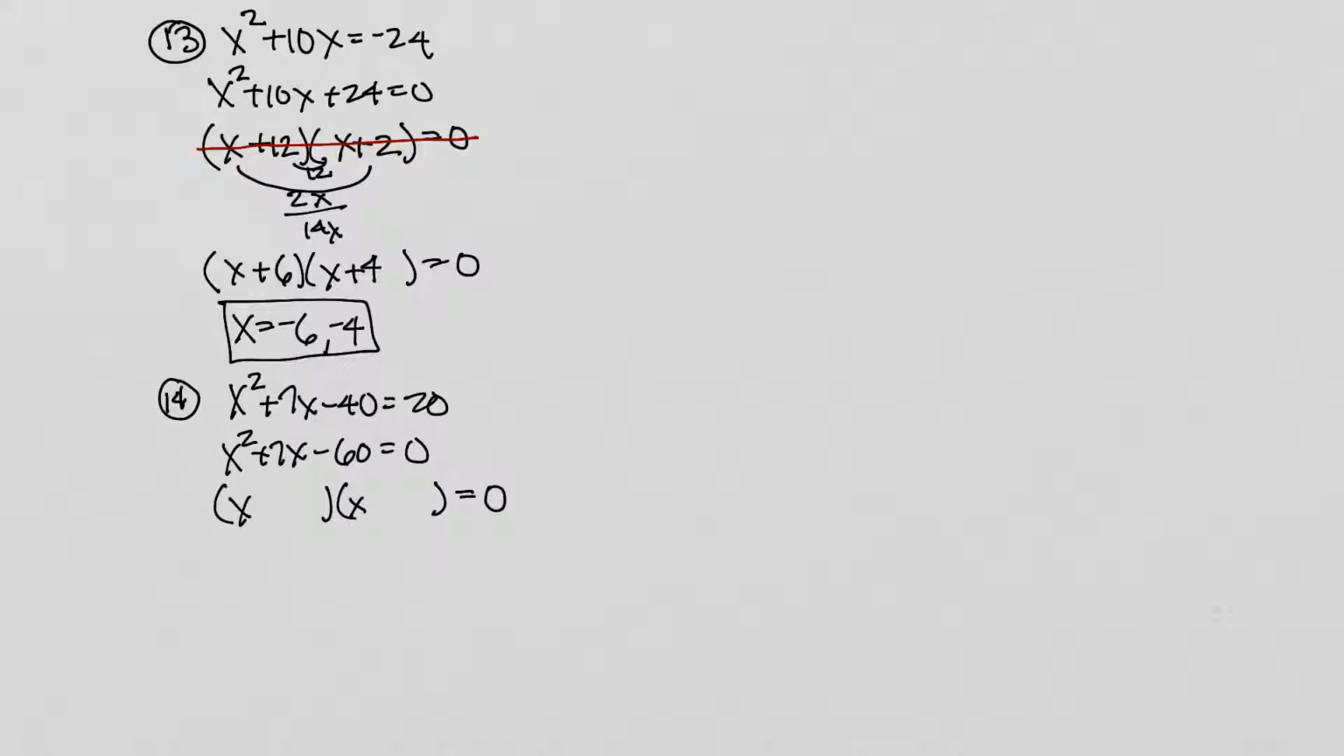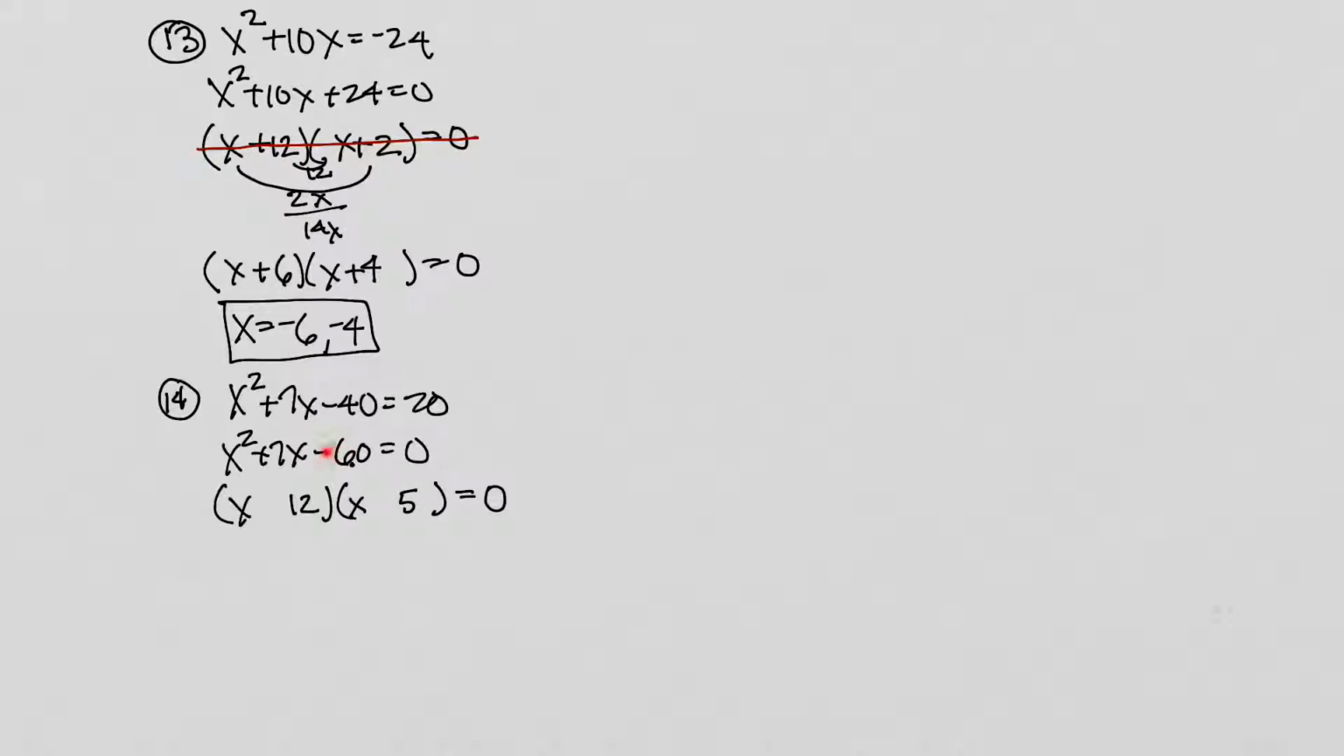And now, 60. Well, 60 and 1 is not going to work. Right, we can't get a 7 out of a 60 and a 1. 30 and a 2 doesn't work. 15 and a 4, I don't think that works either. But maybe 12 and 5. I think 12 and 5 is going to work. So let's go with 12 and 5.